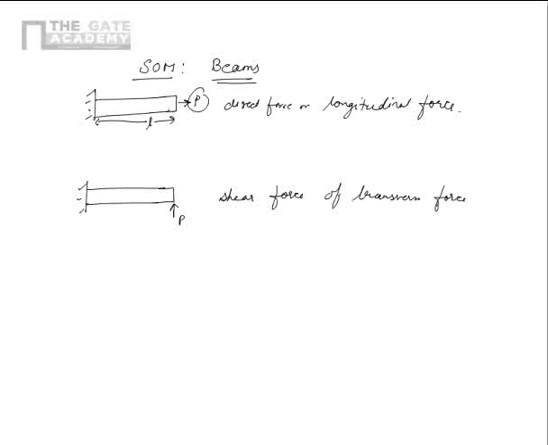Now, before we go ahead and see how to find out the equilibrium, or rather the reactions on beams, first we have to see how a beam looks like, how it is used in applications and how various forces and reactions get generated in the beam. Now, a beam is what is known as a one-dimensional entity.